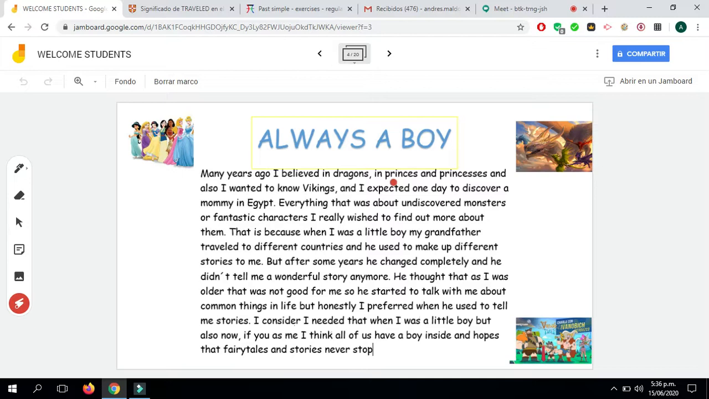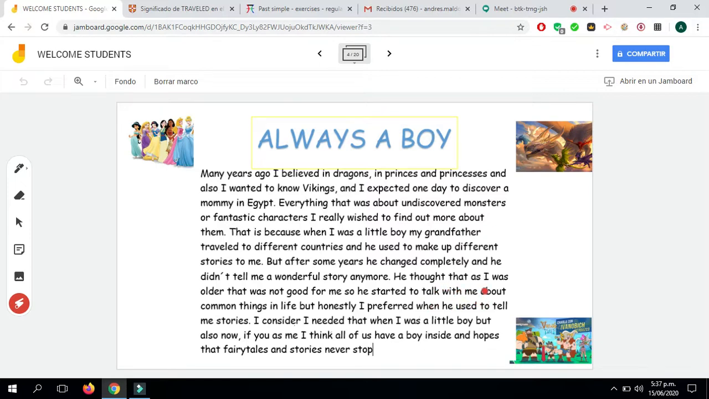He thought that as I was older, that was not good for me. So he started to talk with me about common things in life. But honestly, I preferred when he used to tell me stories. I consider now that I needed that when I was a little boy, but also now. If you ask me, I think that all of us have a boy inside and hopes that fairy tales and stories never stop.